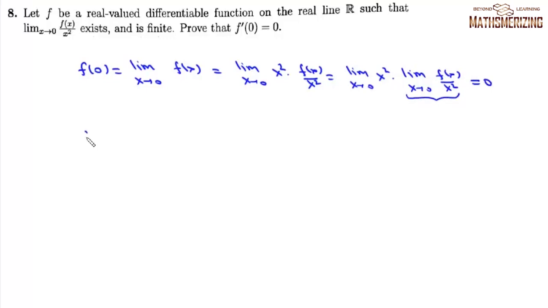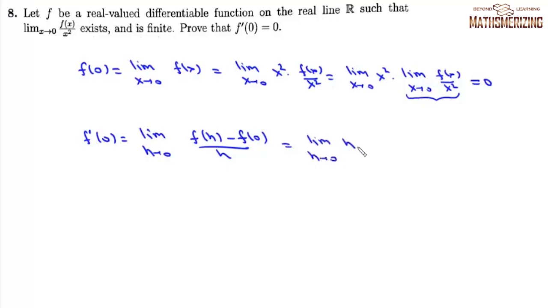Now if f(0) is 0, we can find f dash 0 as this limit h tends to 0 of (f(h) minus f(0)) upon h. Now f(0) is 0. So we can write this as limit h tends to 0 of h into f(h) upon h square. Now f(h) upon h square is finite and h is 0. So from here we can say f dash 0 must be 0.